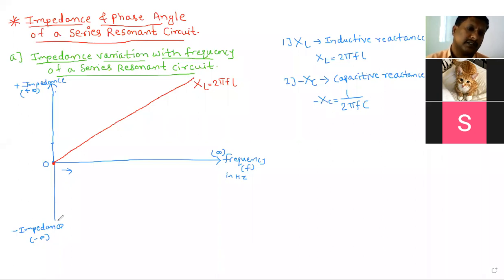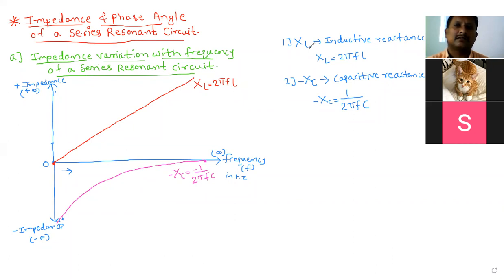So that is minus. It will start from here, from nearly minus infinite. So the graph will be like this. It will start from minus infinity, go in a curve, and reach 0. At infinite frequency it will reach 0, because if F is infinite, 1 upon infinite means 0. So this is the graph of minus XC, that is minus 1 upon 2 pi FC. Okay, capacitive reactance.